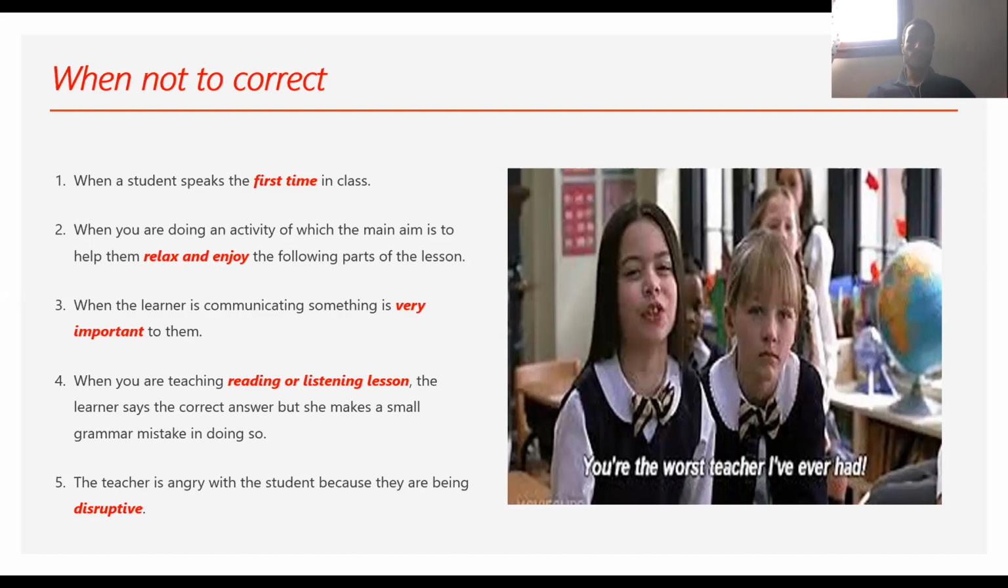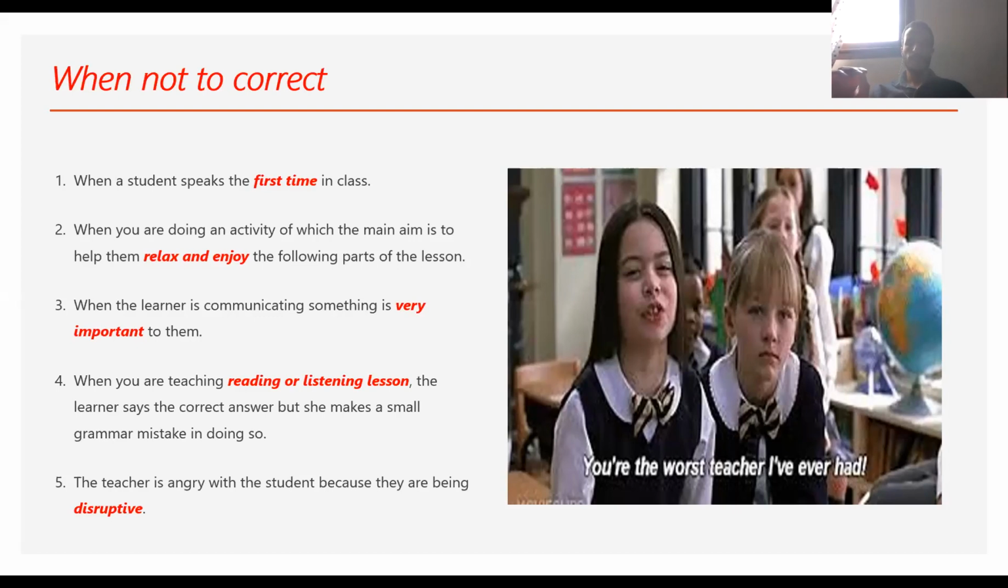Okay. Number three, when the learner is communicating something very important to them. For example, a student is going to say to the class, the teacher of philosophy want to tell you about the coming exam. As a teacher, don't correct, no, we say wants, because this is a very important information. The student is telling something important. There is no need to correct. You see my point? Am I clear so far? Yes. Good.